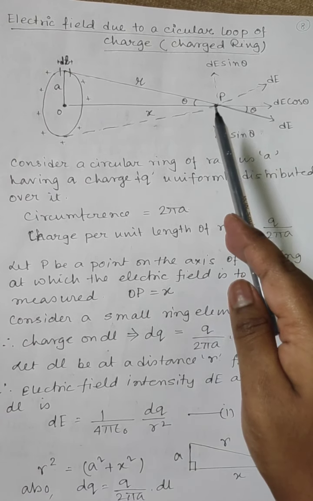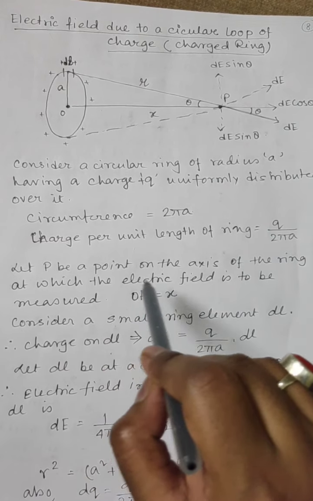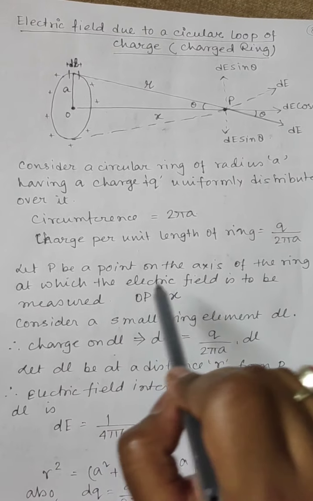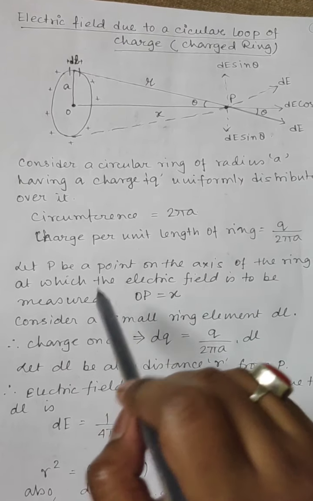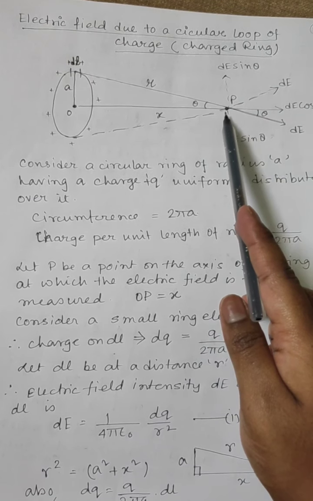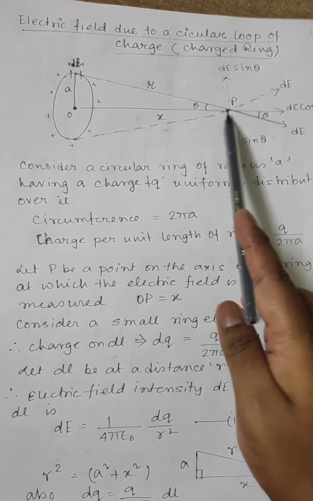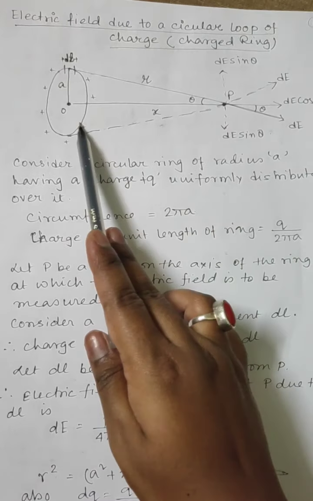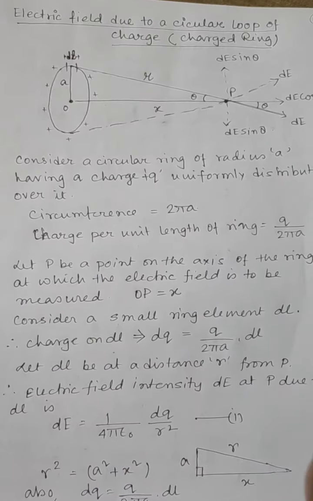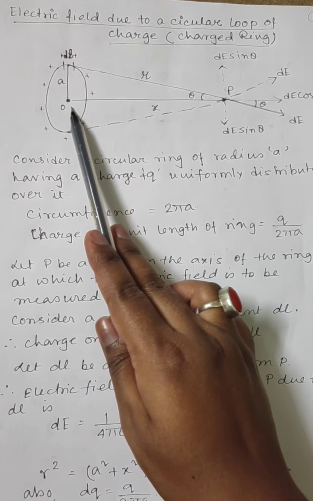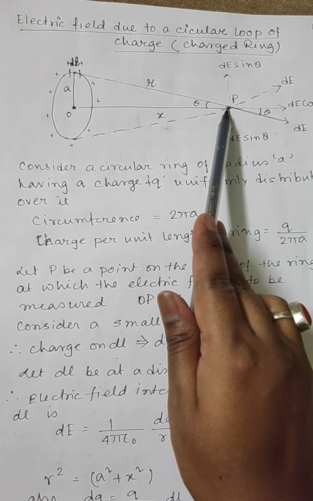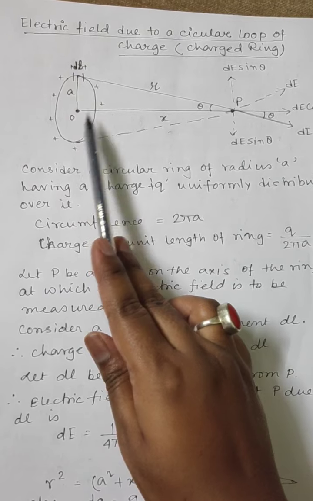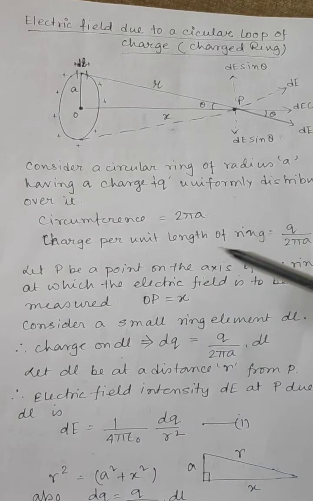Now let us consider a point P on the axis of the ring at which the electric field is to be measured. So here we want to measure the electric field at a point which is at a distance of x from the center of the ring, where we have marked the center of the ring as O and this is P. So the distance between O and P is small x.